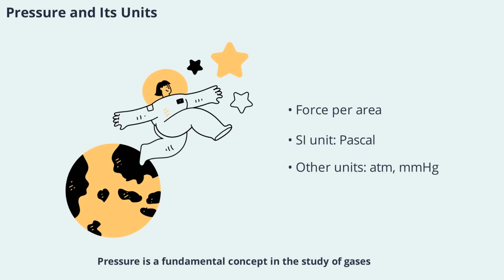Pressure is a fundamental concept in the study of gases. It is defined as the force exerted by gas particles per unit area on the walls of their container. The SI unit of pressure is the Pascal (Pa), but other units like atmospheres (atm) and millimeters of mercury (mmHg) are also commonly used. Understanding pressure is essential for interpreting gas laws and predicting how gases will behave in different environments.